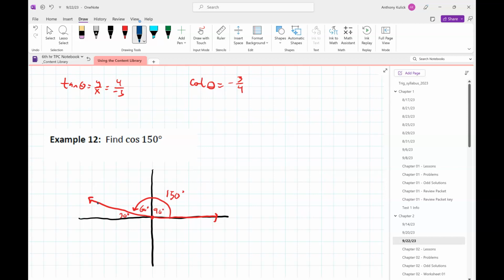I'm going to pick some point on my terminal side. And then I'm going to make my triangle here. What is that triangle? What kind of triangle do I have? 30, 60, 90. Oh, those have fixed side lengths, don't they? So I remember the short side.